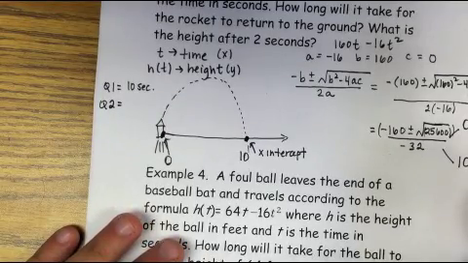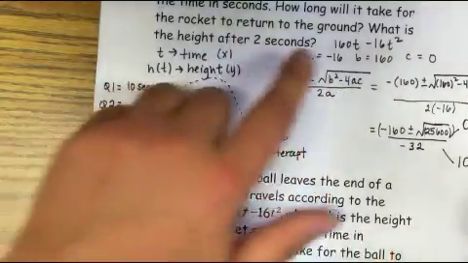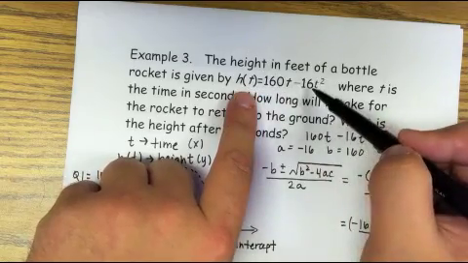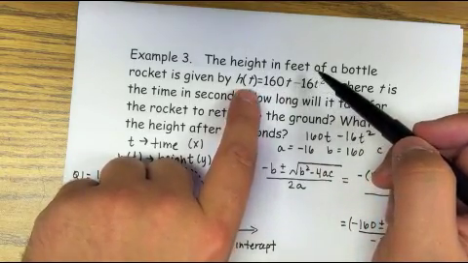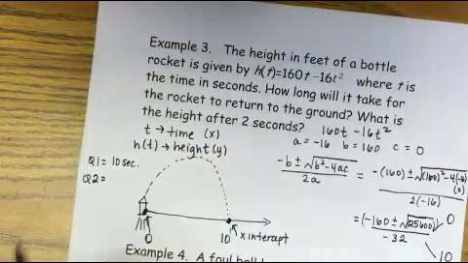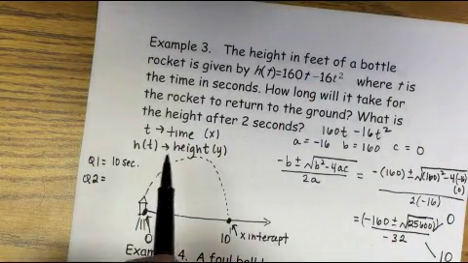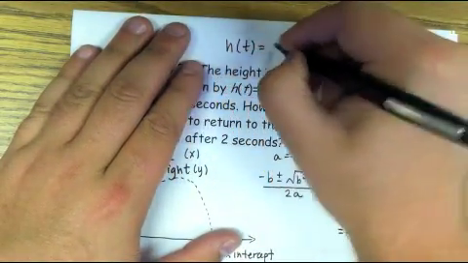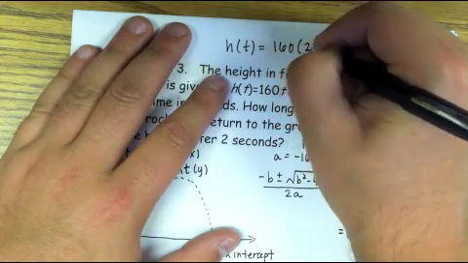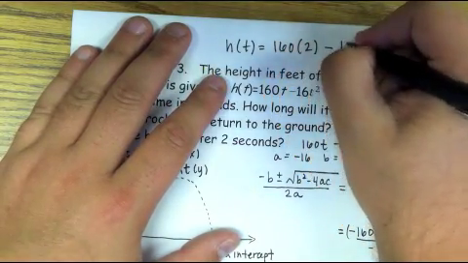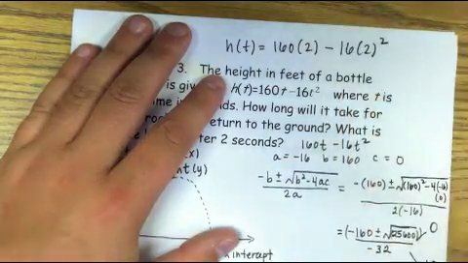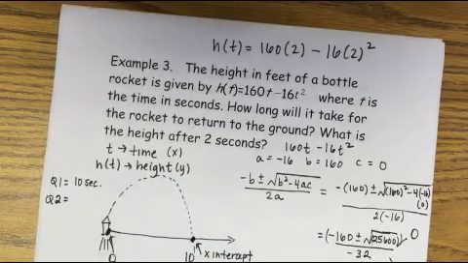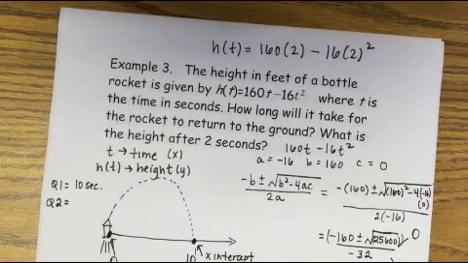Okay, so we want to know now what is height. Here's our equation. Go back up here. It's a little bit neater up here. Okay, height after 2 seconds. So what do you think you're going to do with that 2? Right, just plug it in for time. So you've got h of t is equal to 160 times 2 minus 16 times 2 squared. Okay, so when you plug that in, let's see what we get.